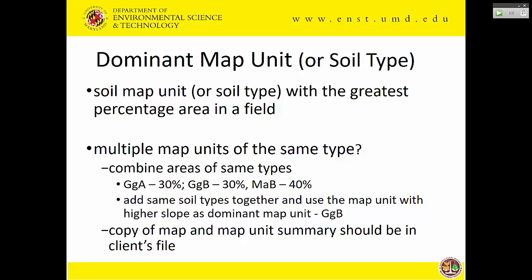So if you have soil map units that are the same soil type, my opinion is to add them together. So you go with, this is 60% Glenelg, and then I would use GGB, or the higher slope one, for all my soil properties, okay? Now, in my opinion, you need a copy of the soil map and the soil map unit in your file. It doesn't need to be in the plan, but it's backup for some information you showed and used someplace else. So it does belong in that client's file.